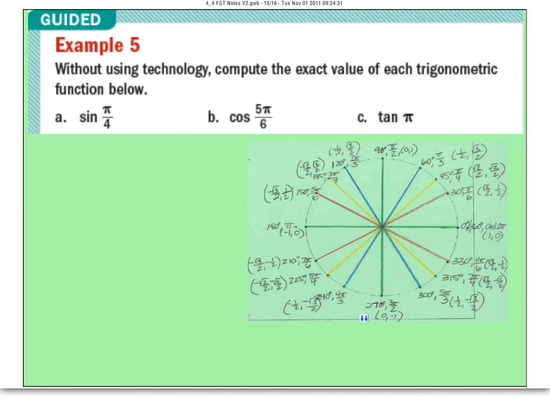Here they want us to find the sine of pi over 4. So I'm going to move pi over 4 and I land right here. The sine value is the square root of 2 over 2.